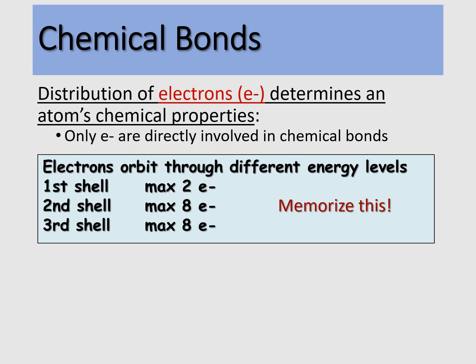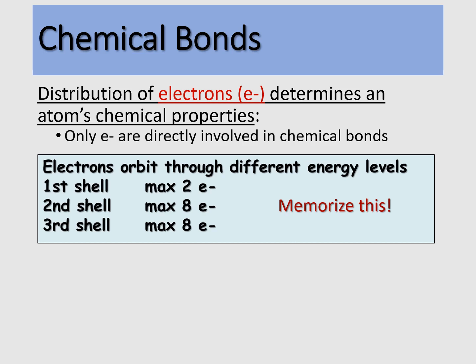All right, so now we know a little bit about elements and atoms. Elements are just atoms with different chemical properties. So what actually affects the chemical properties? What makes up the chemical property of an element? And it's the distribution of electrons.